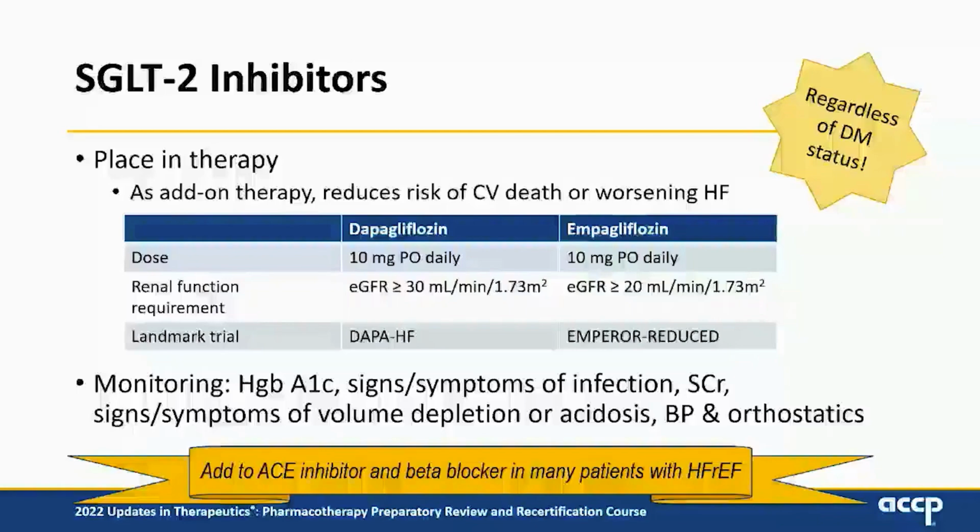Because they are anti-diabetic drugs, we do monitor hemoglobin A1C. And because they work by wasting glucose in the urine, we did see more genitourinary infections in the trials, so we'll monitor for that as well. They do have some diuretic effect, so we're going to watch our patient's creatinine and watch for volume depletion or acidosis, and then of course blood pressure and orthostatics, because we do see slight blood pressure reductions with these drugs as well.